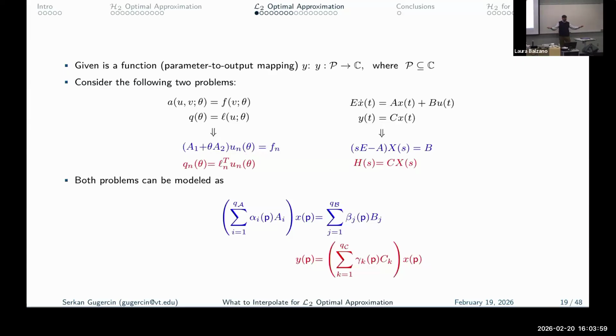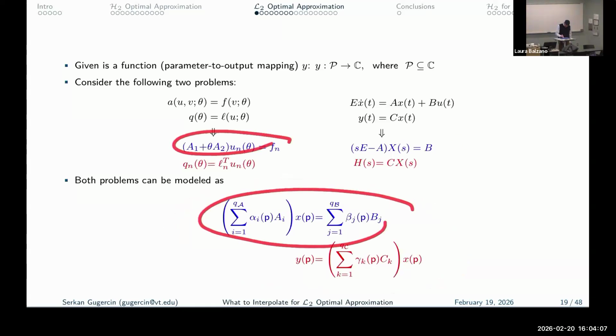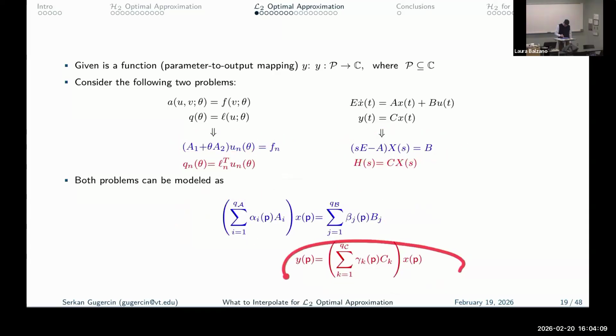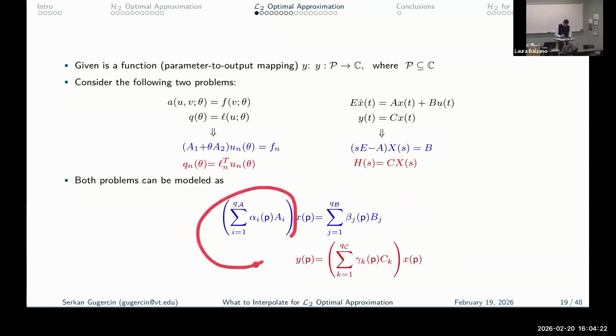Left-hand side and right-hand side, I can treat them the same. They can both be written in this kind of general way. Blue corresponds to this, and then the red corresponds to output. So in this general form, P is my parameter. In the PDE setting, theta is the parameter. In the dynamical system setting, frequency is my parameter. So I have some of the terms. In this case, I have Q_A equal to 2, so I get A1 and A2.